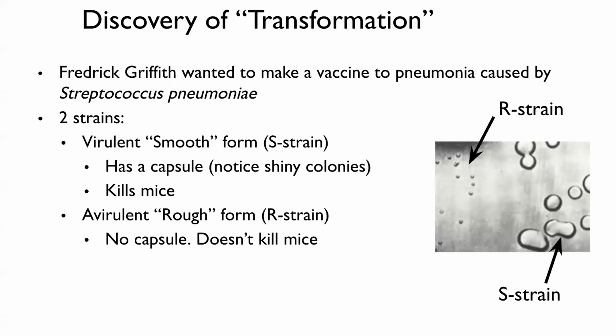Now, transformation has a fun history. And very much like the very first lecture where we talked about the history of microscopes, I'd like to tell you a little bit about this really cool discovery of horizontal gene transfer by Frederick Griffith. Frederick Griffith wanted to make a vaccine for pneumonia caused by the bacteria Streptococcus pneumoniae.